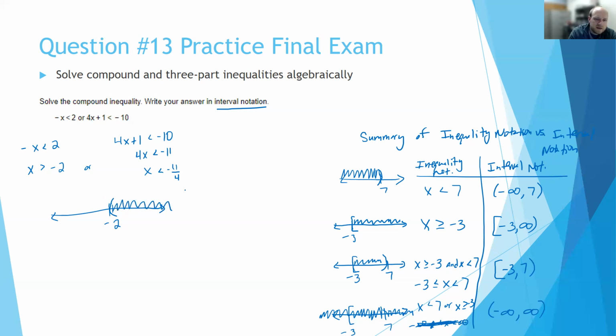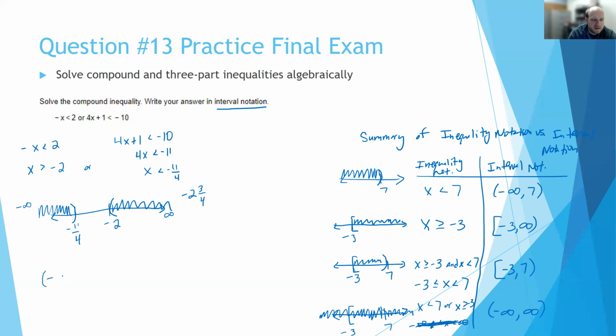What is -11 over 4? Well, that would be -2 and 3/4. So that's less than -2, so that's somewhere over here. And that's less than that. So again, a parenthesis and everything to the left of it, going all the way to -infinity, and everything over here to infinity.